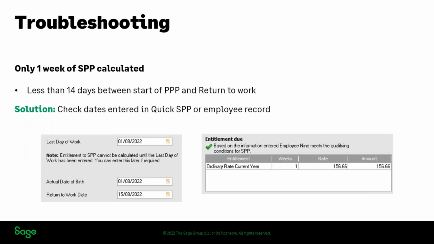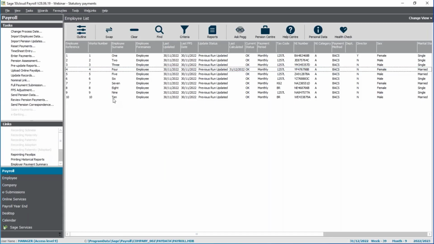One other common one, particularly in relation to SPP, is that there is only 1 week being calculated where you're expecting to see 2 weeks. And a very common cause of this problem is that there are less than 14 days between the start of paternity pay period and the return to work date. So the advice here is to double check the dates entered. And remember, last day of work is a day they're at work. So SPP starts the following day. Obviously, return to work date is also a day at work. So I've got a scenario set up here that I can quickly run through.